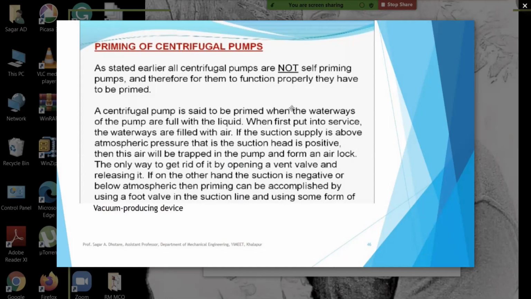then this air will be trapped in the pump, and from the airlock, the only way to get rid of it is by opening a vent valve and releasing it. If on the other hand the suction is negative, or below atmospheric pressure, then the priming can be accomplished by using a foot valve in the suction line and using some form of vacuum producing device.